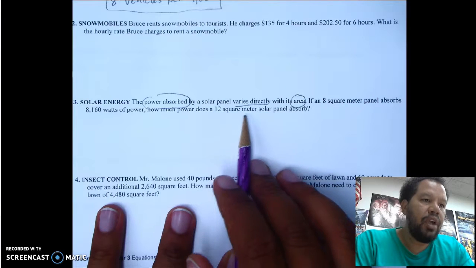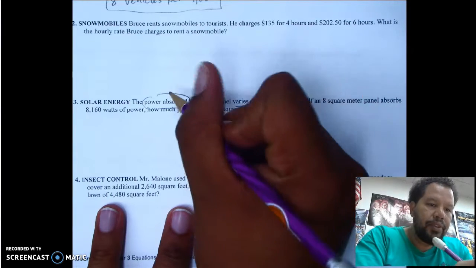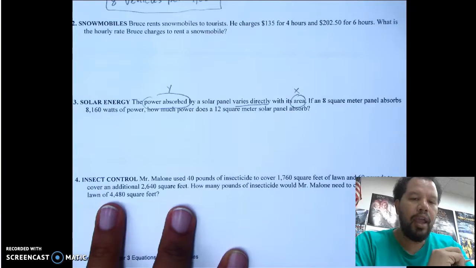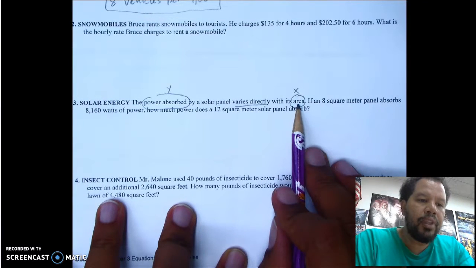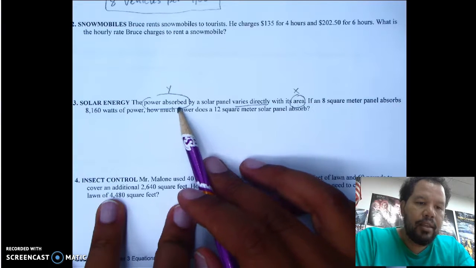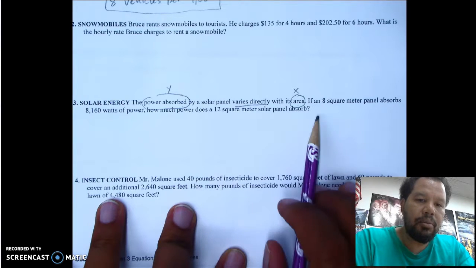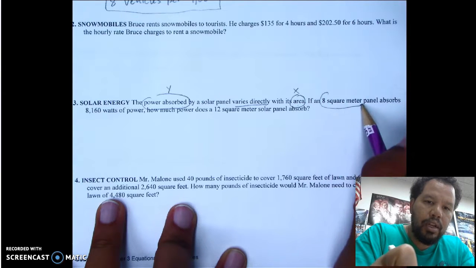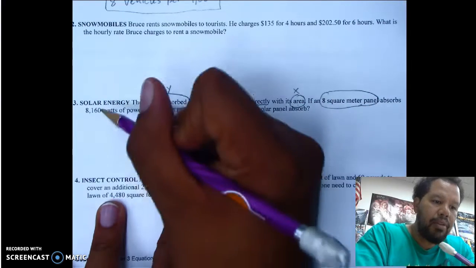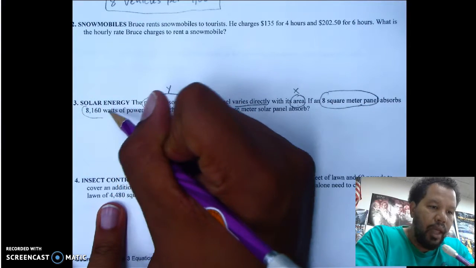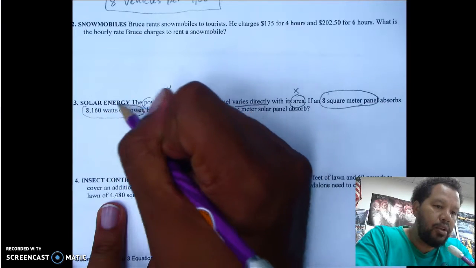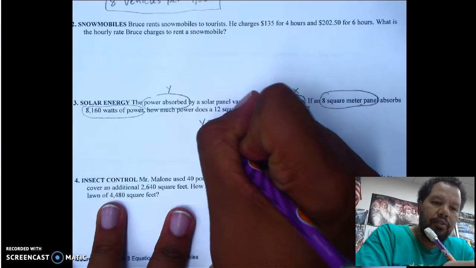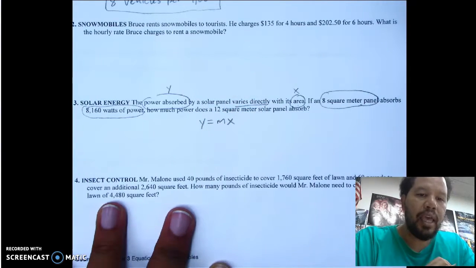So when we say varies directly, again, the first one will be our y, and the second one will be our x. So our x is area, and the power absorbed by the solar panel is our y. So what do we have? We have an 8 square meter panel right here, and we have 8,160 watts of power. So guess what? We just have to put it into our varies directly form, y equals m times x.